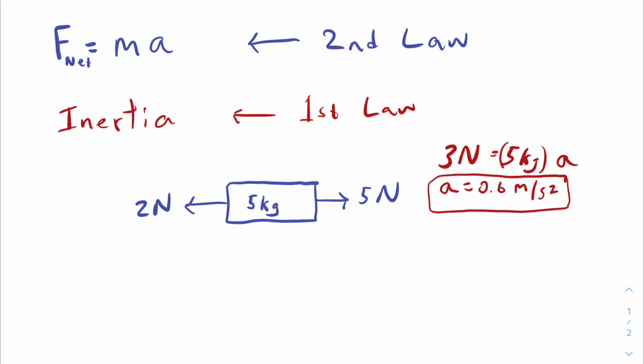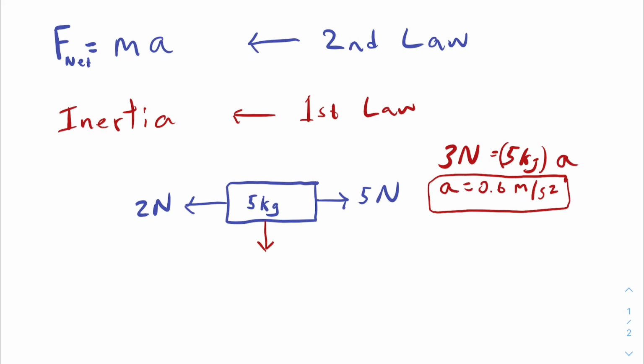If the force pulling the box to the left was 5 newtons, we would find that the net force was 0, and Newton's second law would tell us that the acceleration was also 0. The box would then remain stationary. But because there is a positive net force, we see that there's also a positive acceleration in this case.